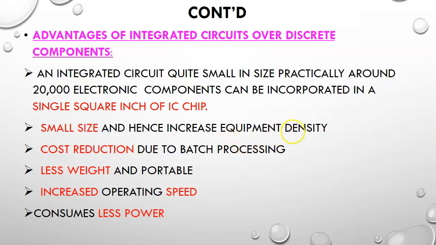The main advantages of integrated circuits over discrete circuits are small size, less cost, less weight, increased operating speed, and it consumes less power. Around 20,000 electronic components can be fabricated in a single square IC chip.